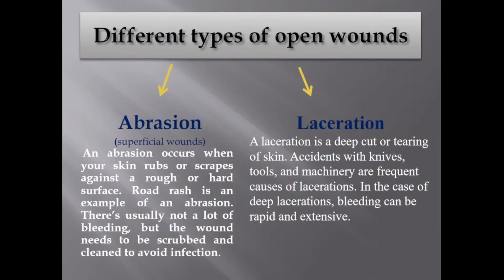And let's see, what is abrasion? Abrasion is a superficial epithelial wound caused by frictional scraping forces. When extensive, it may be associated with fluid loss. There's usually not much bleeding, but the wound needs to be scrubbed and cleaned to avoid infection, and superficial foreign bodies should be removed to avoid unsightly tattooing. And laceration. Laceration is a deep cut or tearing of the skin. Accidents with knives, tools, and machinery are frequent causes of laceration. In the case of deep laceration, bleeding can be rapid and extensive.